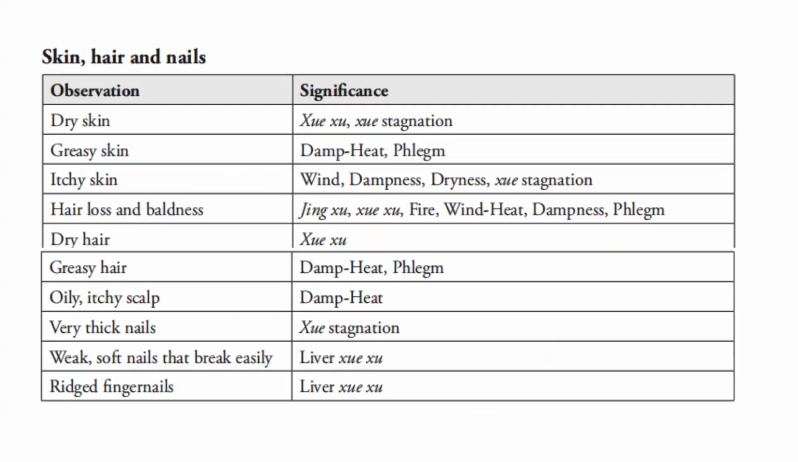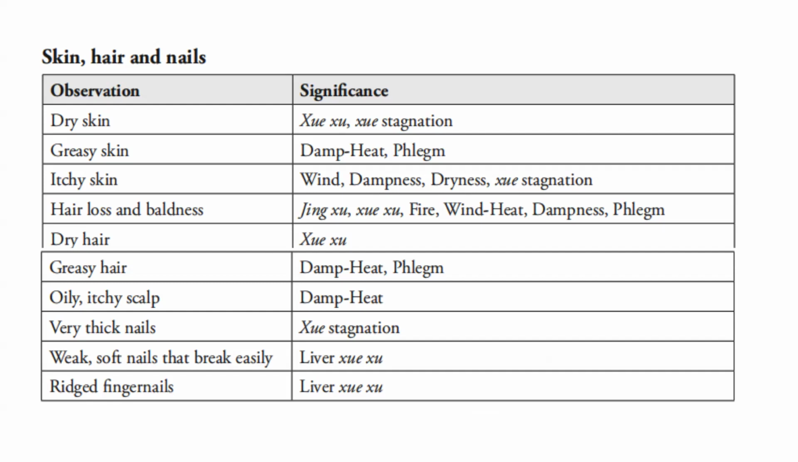Skin, hair, and nails observation and significance. For dry skin, there's xue xu, jin xu, and blood stagnation. Greasy skin: damp heat and phlegm. For itchy skin, there's wind, dampness, dryness, and blood stagnation. Hair loss and baldness, significance is jing xu, xue xu, fire, wind heat, dampness, and phlegm. Dry hair, blood xu; greasy hair, damp heat and phlegm. Oily, itchy scalp means damp heat.